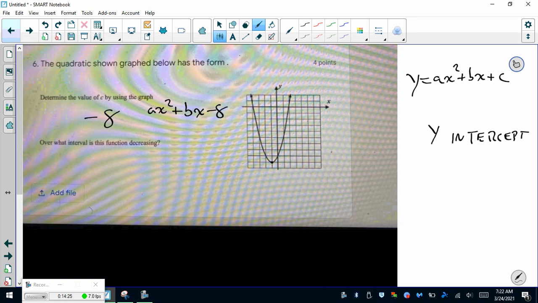So you would say this function is decreasing from negative infinity to negative 1. What I would not do is include negative 1. It's not actually decreasing at negative 1. It's increasing from negative 1 to infinity. From here it's increasing, but at negative 1 itself it's not increasing or decreasing. Double check with your teacher about what he or she wants with your answer there, okay?